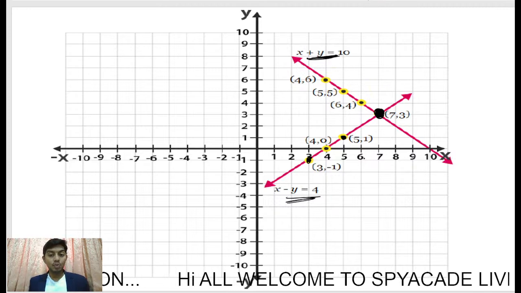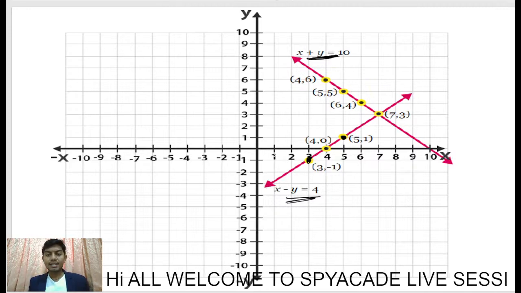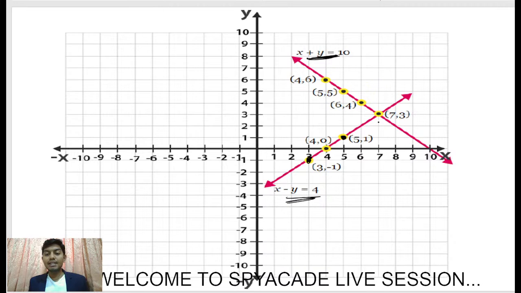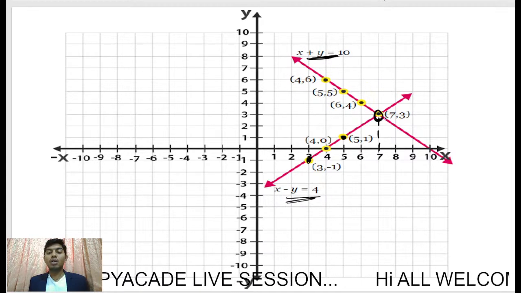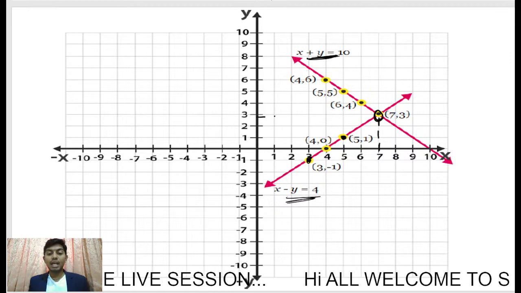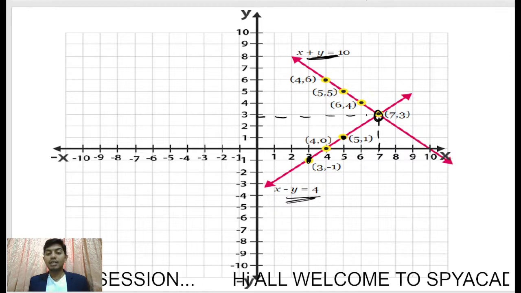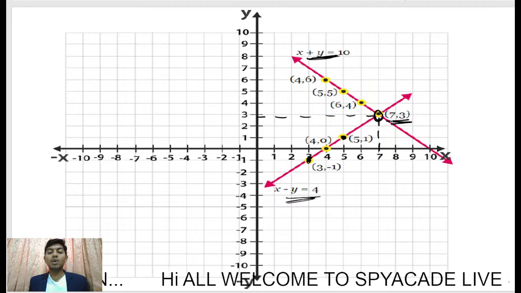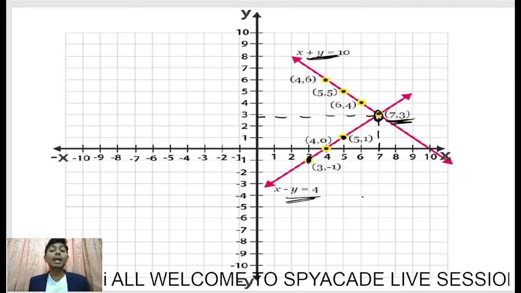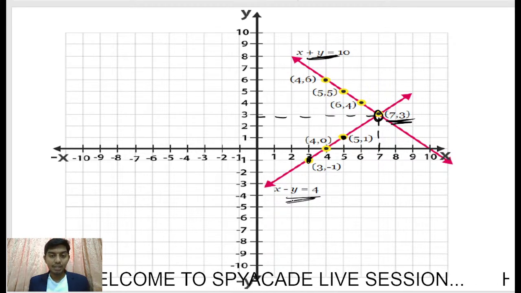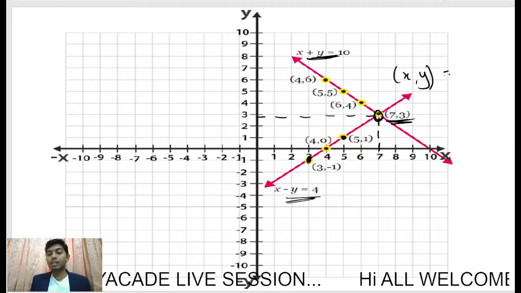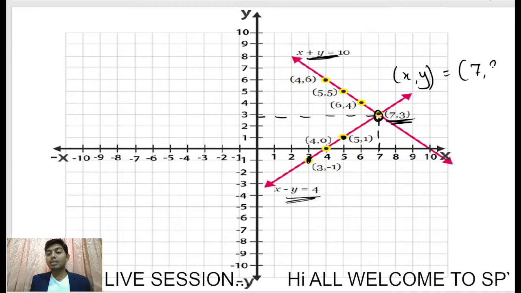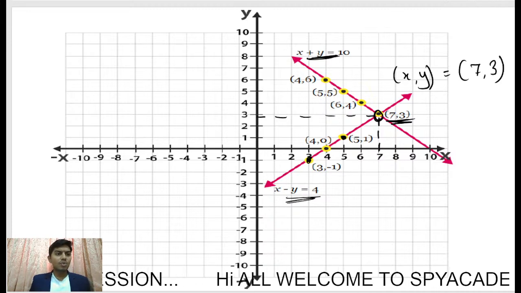What will be the value of this point? Just check in the x-axis. Okay, it is going to be 7. Okay, in the x-axis it is exactly on 7. Same way, check in the y-axis. Here it is near to 3. So that is going to be 3. So the point is 7, 3. Okay, so x, y is equal to 7 comma 3. So what is x and what is y?